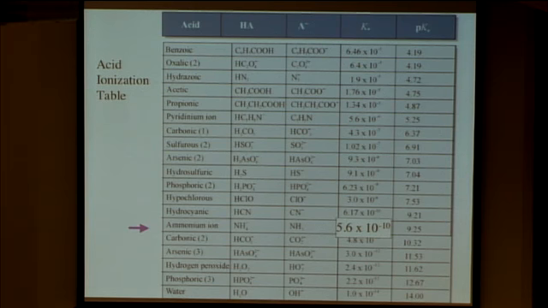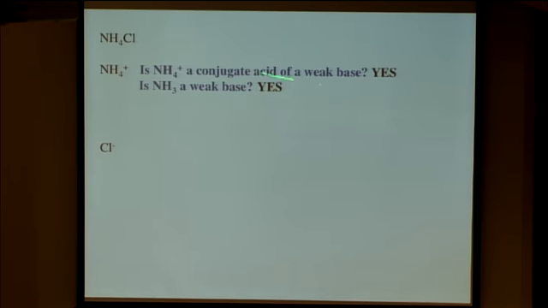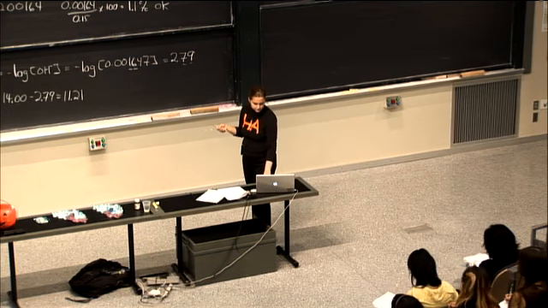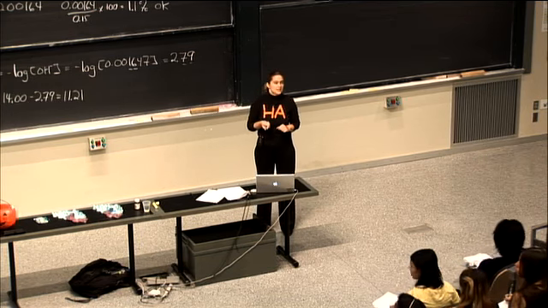And if you weren't really sure, you could always look it up. So here you have ammonium ion, and it has a Ka of 5.6 times 10 to the minus 10. Yeah, that's a very small number. That is a weak acid. So yes, the conjugate of the weak base is also weak. So NH4+ does have acidic properties. It's not a strong acid, it's a weak acid, but it will make things acidic. So this should be acidic.